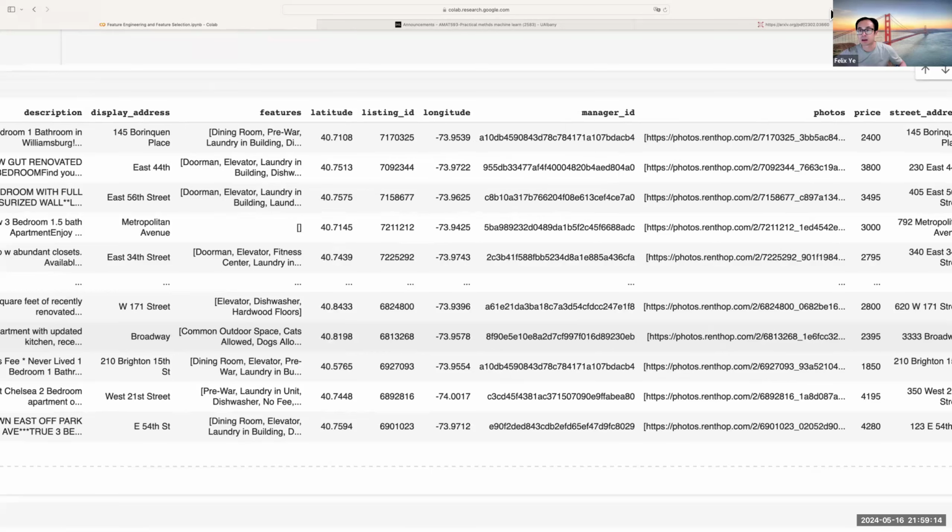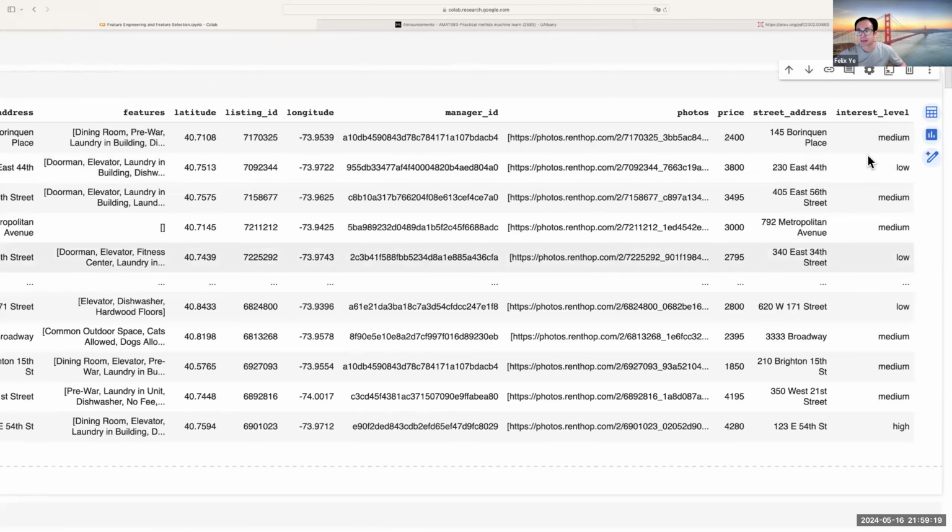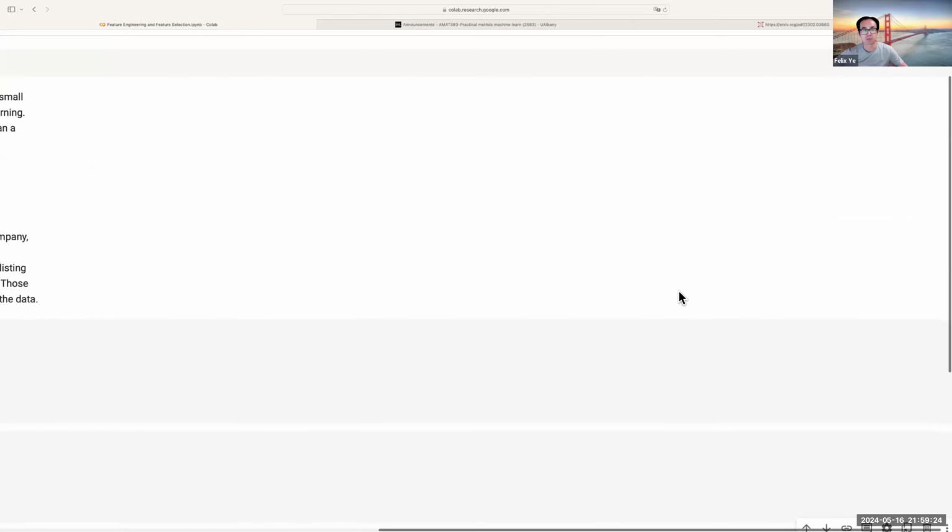The last one, interest level, is the target. There are three possible target values that we can predict: one is low, one is medium, one is high. This tells you whether a new rental listing is popular or not. So this is your task. And to evaluate the solutions, we're going to use the log loss; the smaller, the better.